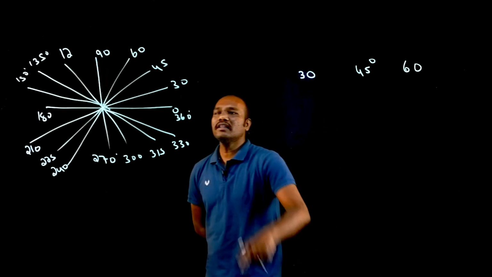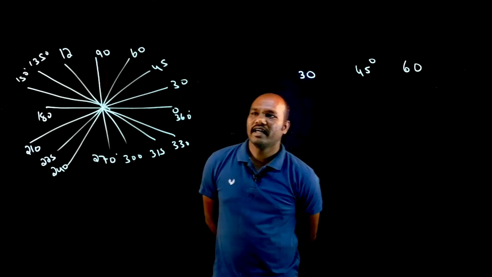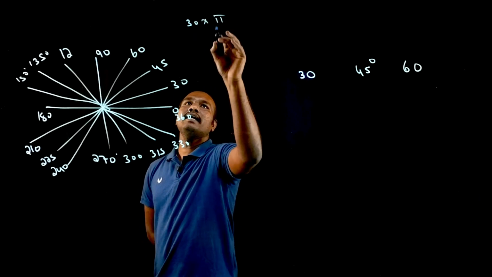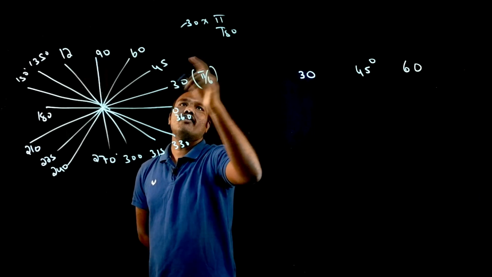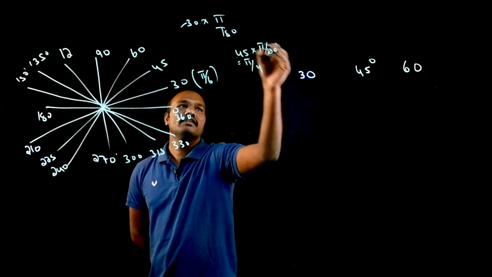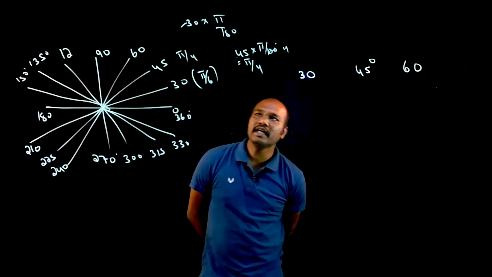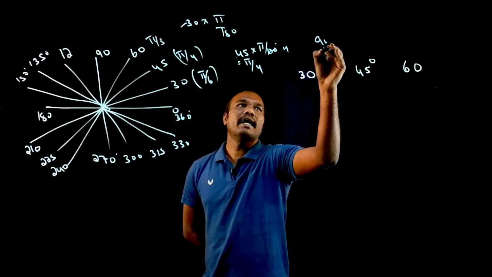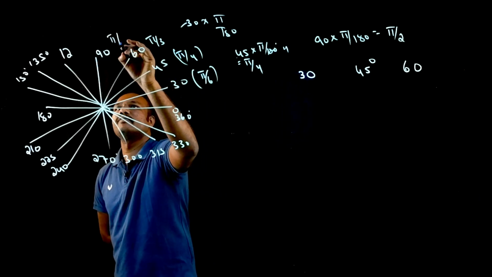Now, you need to convert all these angles into radians in this frame. How to convert? Wherever you find degrees, multiply by pi by 180. So 30 means 30 into pi by 180, which is pi by 6. So this will become pi by 6 radians. Again 45 into pi by 180. How much will that be? Pi by 4. What will happen to 60? 60 into pi by 180 is pi by 3. Again 90 into pi by 180 is pi by 2.